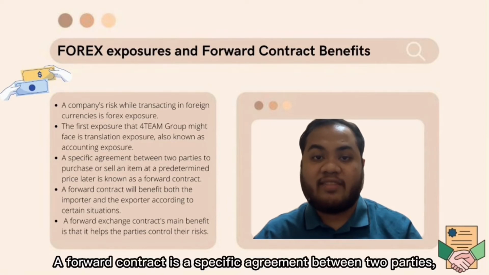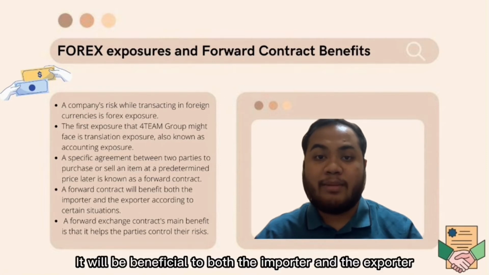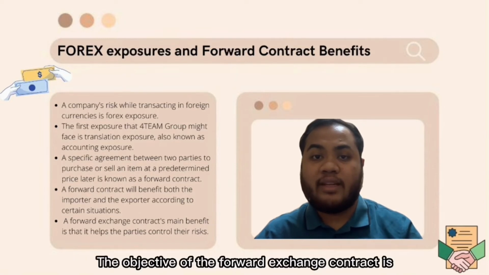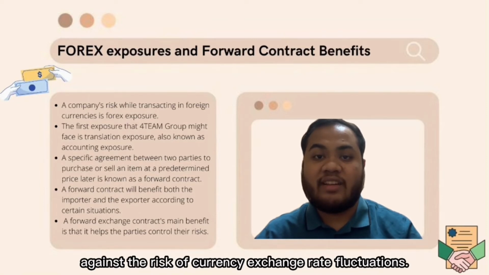A forward contract is a specific agreement between two parties to buy or sell an object at a fixed price in the future. It will be beneficial to both the importer and the exporter. The objective of the forward exchange contract is to offer the importer and exporter protection against the risk of currency exchange rate fluctuations.